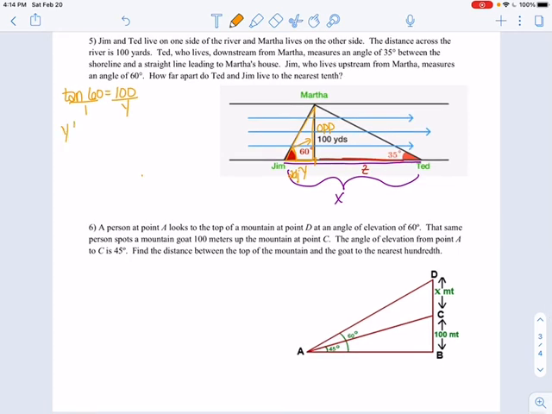I'm going to have Y times the tangent of 60 equals 100. To get Y by itself, we're going to divide by the tangent of 60. The tangents of 60 will cancel on the left. And again, in the calculator, you're just doing 100 divided by the tangent of 60 and hit enter. When you do that, you should get an answer of 57.74.